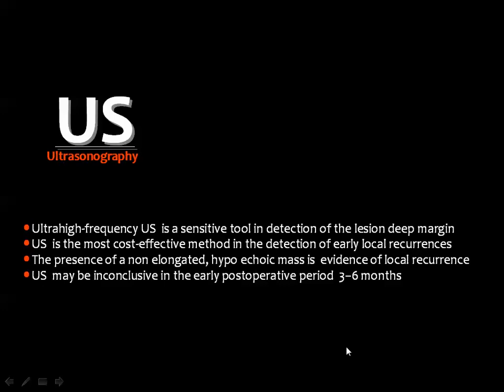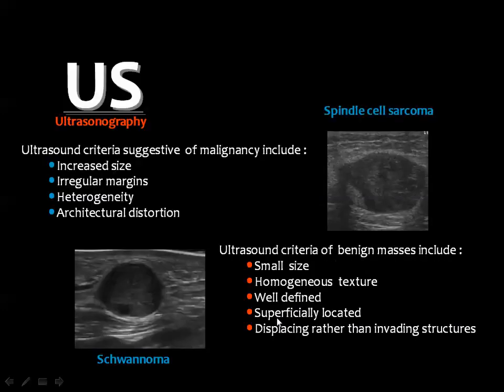Also, ultrasound is sensitive in detection of the deep margin of the lesion, especially with ultra high frequency. It is also an effective method in detection of early local tumor recurrence. And of course, with the help of Doppler ultrasound, we can have a good idea about the tumor vascularity, and we can also assess the response of the tumor to the therapy administered.